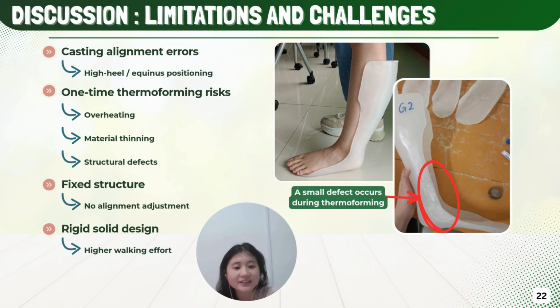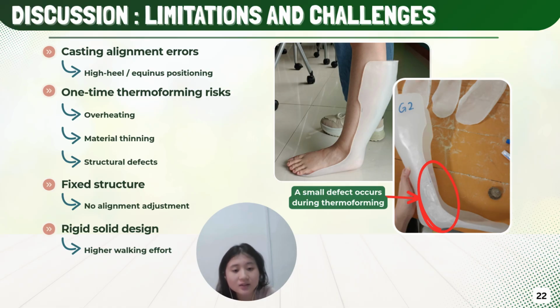Several limitations and challenges were identified in this design. The most significant issue was casting alignment error, where the ankle was not held at neutral, leading to a high heel configuration in the final AFO. Additionally, polypropylene thermoforming is a one-time process, meaning errors such as overheating or uneven stretching can cause thinning or structural defects, especially when handled by non-specialists.